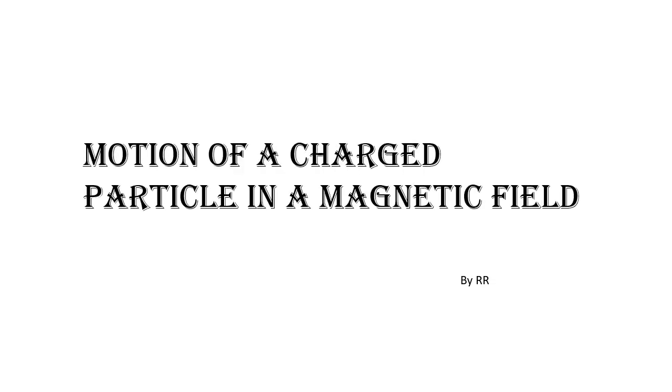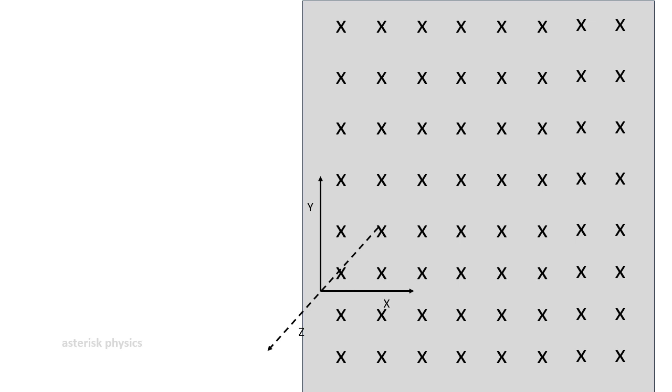Motion of a charged particle in a magnetic field. Consider a region where there is a magnetic field. Here the magnetic field is along the negative Z direction. That is, the magnetic field lines are perpendicular to the screen and pointing inwards.